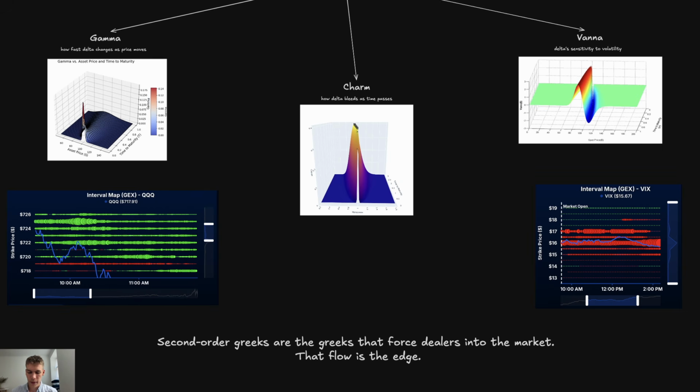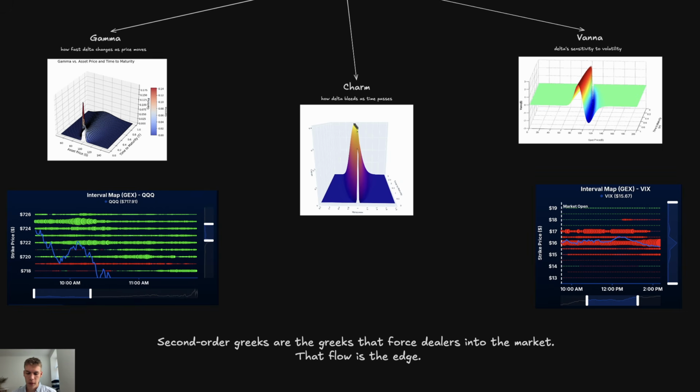So here's the key. First order Greeks describe a book, and second order Greeks force the dealers to act. Gamma forces rehedging when price moves, and charm forces rehedging when time passes. That forced flow is the edge.